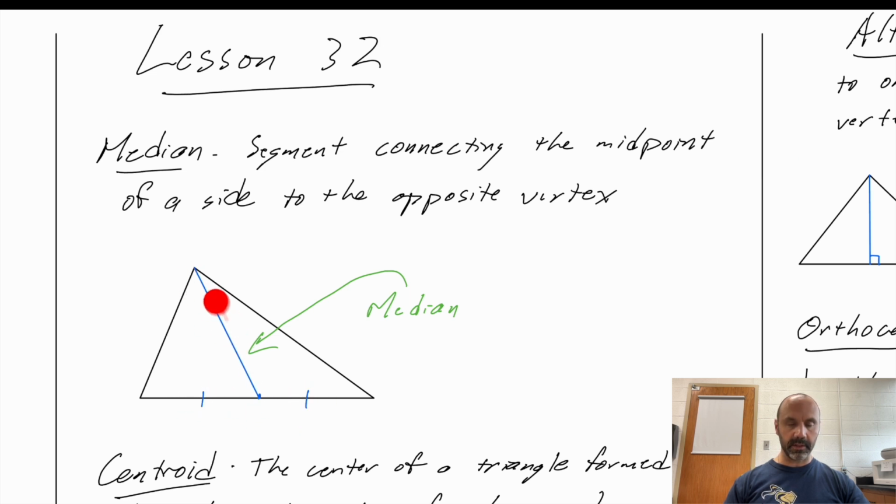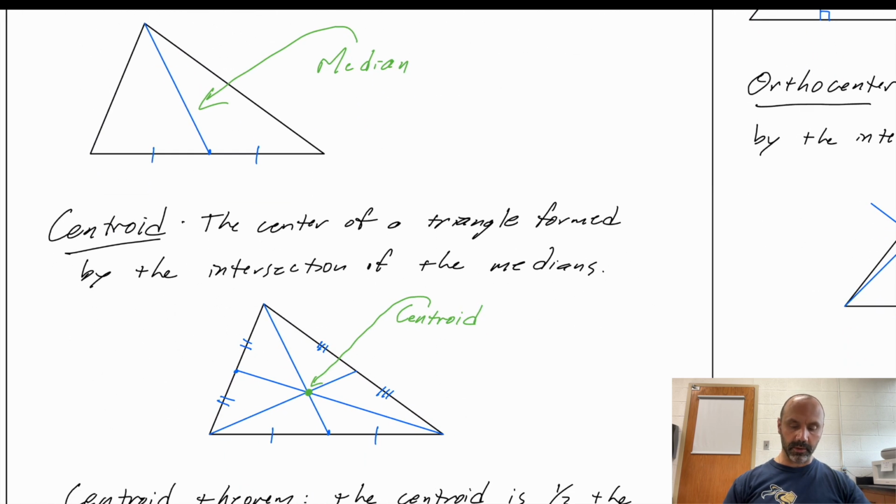That's the vertex. This segment connecting them, that's the median. If I draw all three medians, then I get what's called the centroid. The centroid is the center of the triangle formed by the intersection of the three medians. And the three medians should all connect.